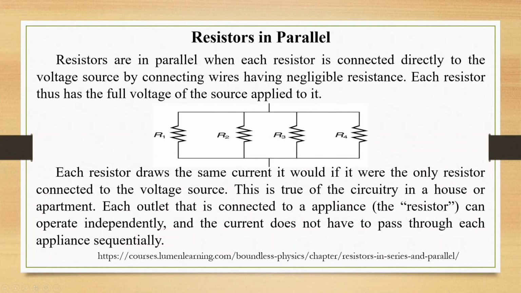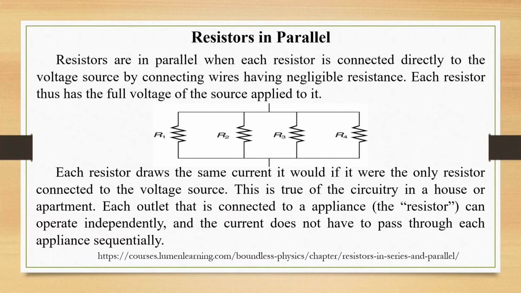So each resistor draws the same current. It will if it is the only resistor connected to the voltage source. This is true of the circuitry in a house or apartment. So the parallel connection is commonly used in household wiring or electrical installation.